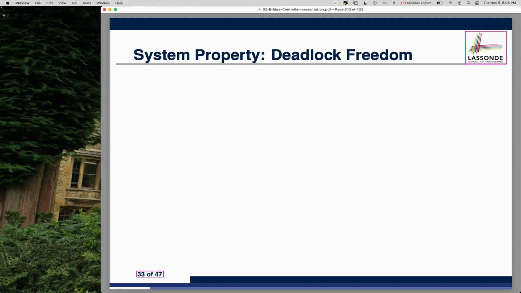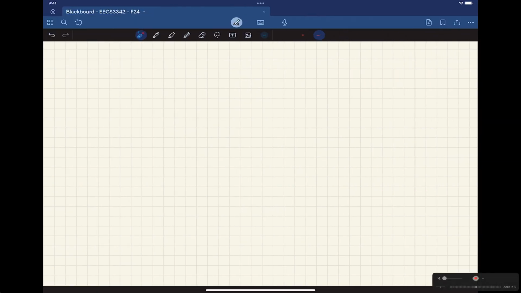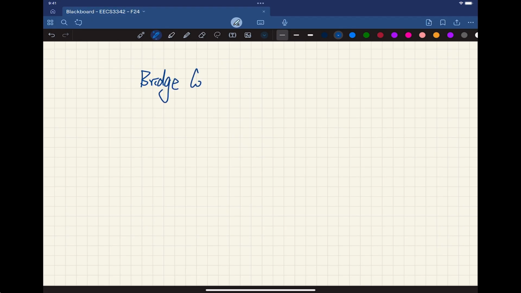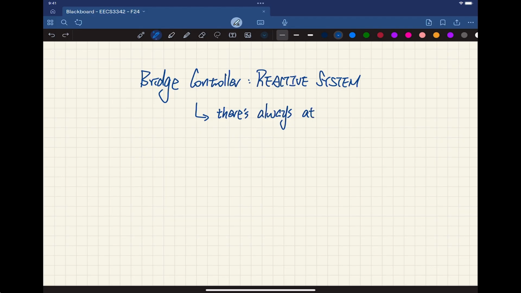All right, so for the bridge controller, we know that we are talking about, oh, sorry, forgot to switch. There we go. Let's make some sketch. Our bridge controller is an example of a reactive system. A reactive system tells you that it should always work. There should always be at least one event that is available to occur. There is always at least one event enabled for the system to progress.